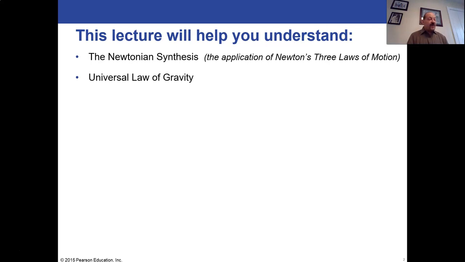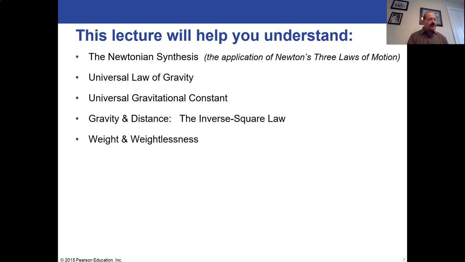We'll talk about the formula that he generated called the universal law of gravitation. And we'll talk about parts of that formula that involve a constant called the universal gravitational constant. We'll talk about how the force of gravity is related to distance, and this relationship is referred to as the inverse square law. We'll also talk about weight and weightlessness, really apparent weight, how much weight you feel you're experiencing under certain conditions, including free fall, when you're falling from the sky or maybe orbiting in a space station.